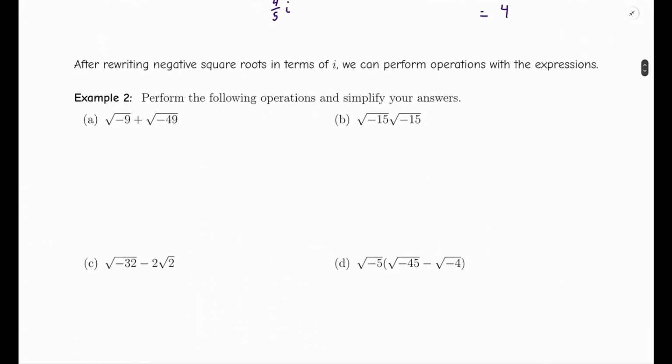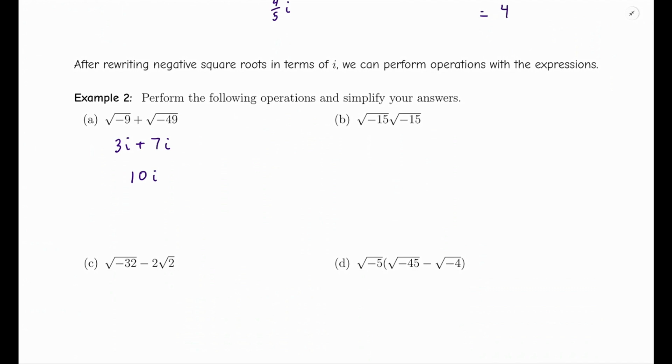After rewriting negative square roots in terms of i, we can perform operations with the expressions. Perform the following operations and simplify your answers. Well, this becomes 3i plus 7i, and we treat the i's like terms, so that'll become 10i.